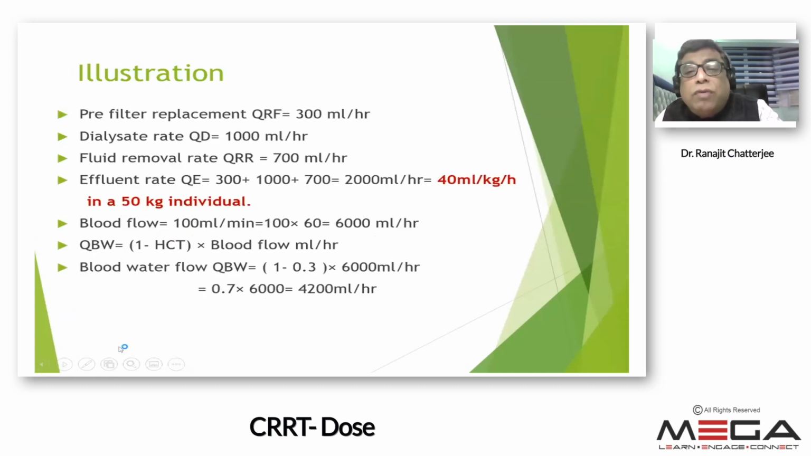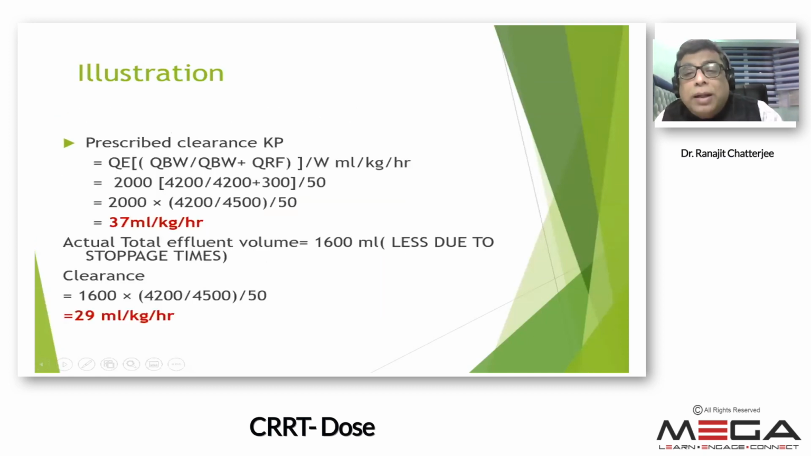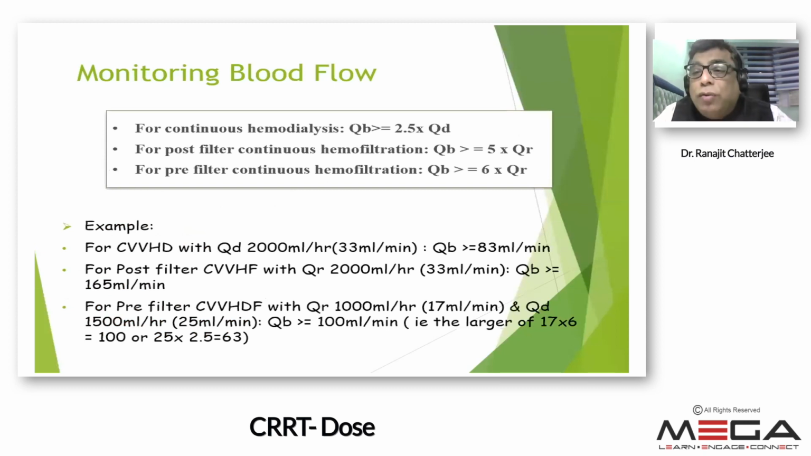So you started at 40 ml per kg per hour. Due to pre-filter, you decreased to 37 ml per kg per hour. Due to stoppage time, you decreased to 29 ml per kg per hour. This is the beauty that you have to understand here about the dose. So whatever you prescribe, you basically achieve less. And if you are giving a pre-dilution, obviously the quality is coming down and your effluent dose is also coming down.